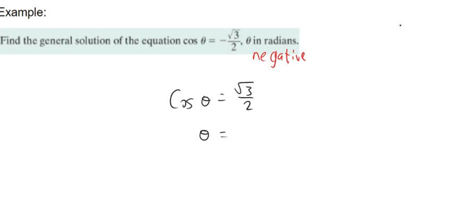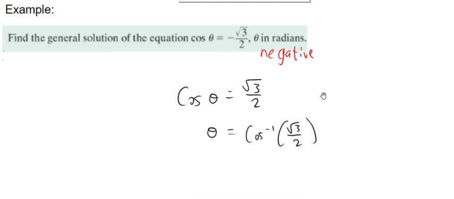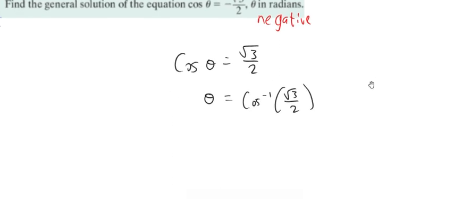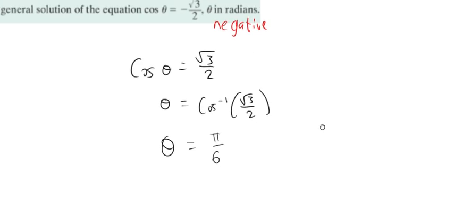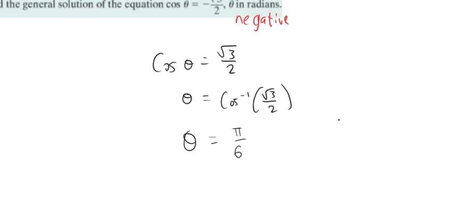So theta equals cos inverse of root 3 over 2. You can use the calculator in radian form, or you can look into the log tables. In radian form, that's going to be 30 degrees, so in radian form it's pi over 6. So that's a reference angle then.